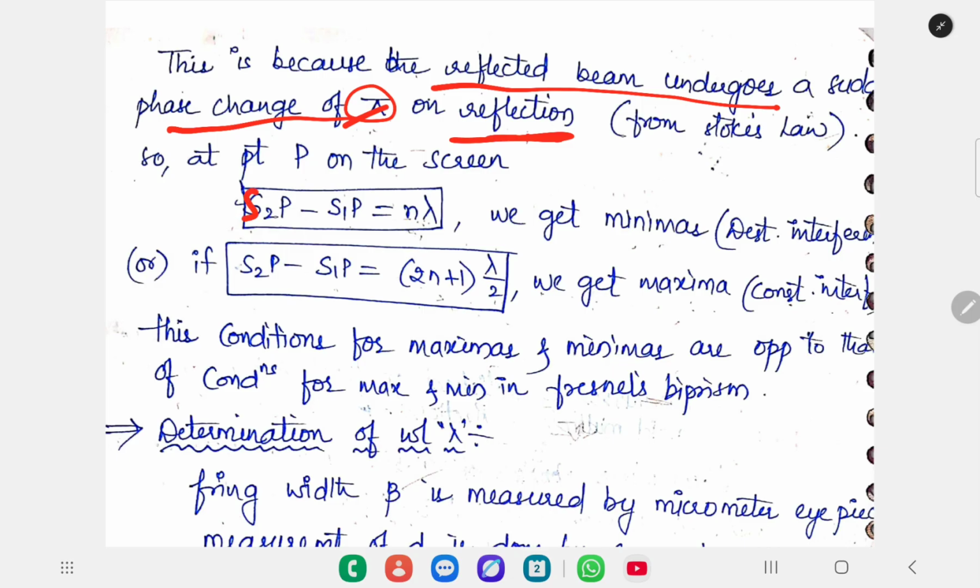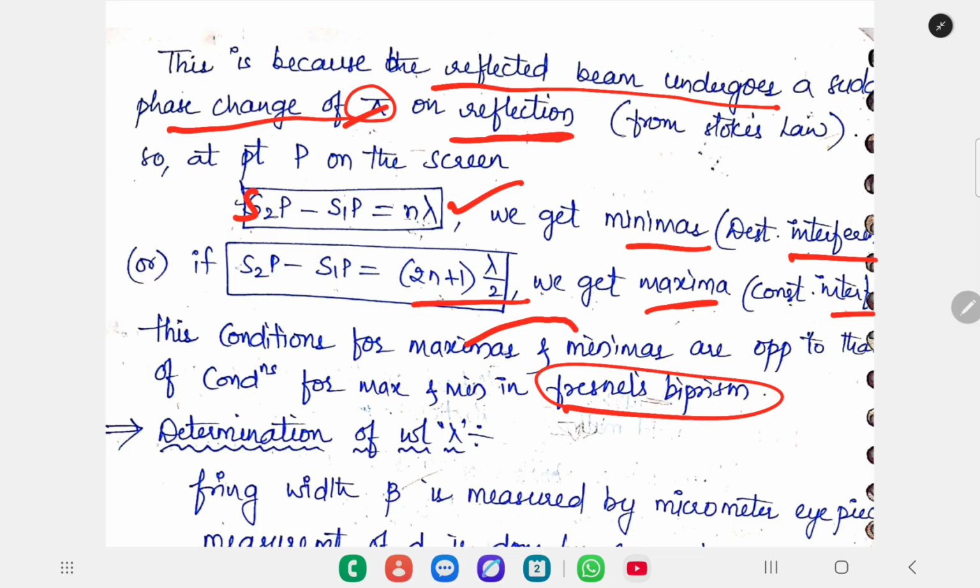So what is the path difference? S2P minus S1P is equal to n lambda where we get minima, the destructive interference, and S2P minus S1P is equal to (2n plus 1) lambda by 2 where we get maxima, that is constructive interference. So these conditions for maxima and minima are opposite to those for Fresnel's biprism. The maxima condition of one is the minima condition of the other, in Lloyd's and Fresnel's respectively. This is the way Lloyd's experiment works.